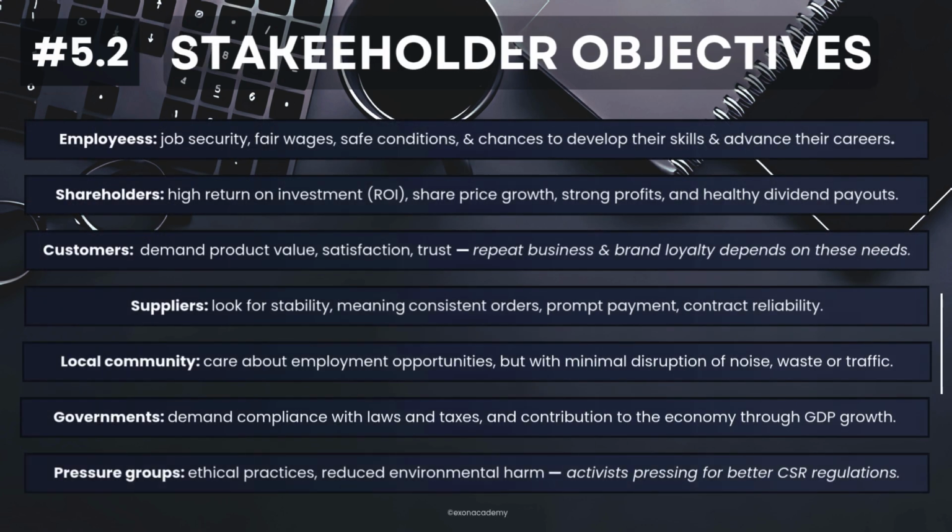Each stakeholder group has its own goals, and these goals can be very different. Employees want secure jobs, fair pay, safe working conditions, and chances to grow their skills, whereas shareholders want their investment to grow through rising stock prices and regular dividends. Customers expect good value, high quality, and reliable service, and they'll go elsewhere if they don't get it. Suppliers look for stable contracts and prompt payments so they can plan their own businesses.